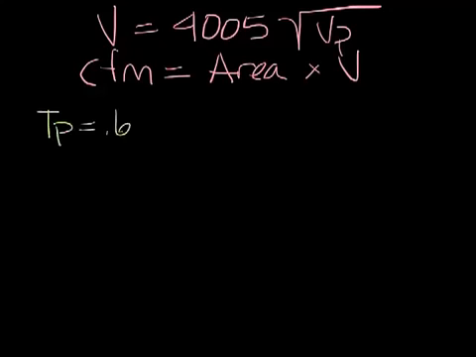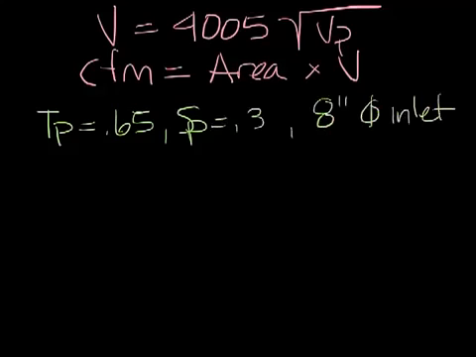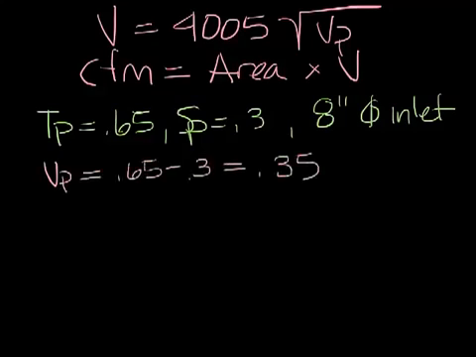Let's say you measure a total pressure of 0.65, a static pressure of 0.3, and you have an 8-inch round inlet. So you know the velocity pressure is 0.65 minus 0.3 is 0.35. So the velocity is 4005 times the square root of the velocity pressure.